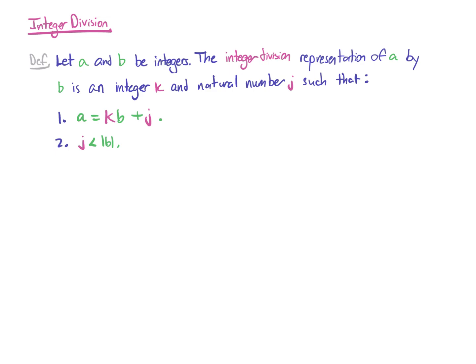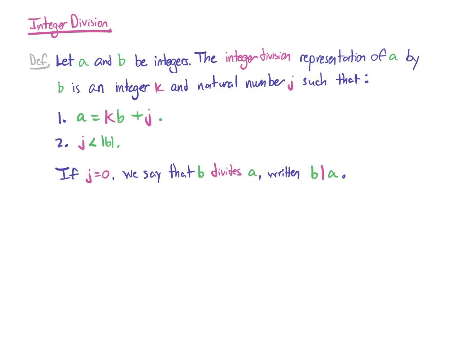Additionally, we're going to define a special term here as well. If it's the case that j equals 0, we say that b divides a, which is written using a vertical line: b | a, b divides a.